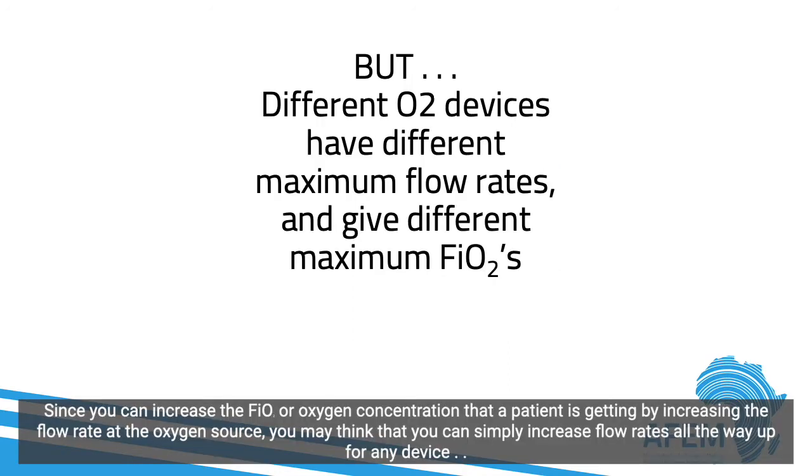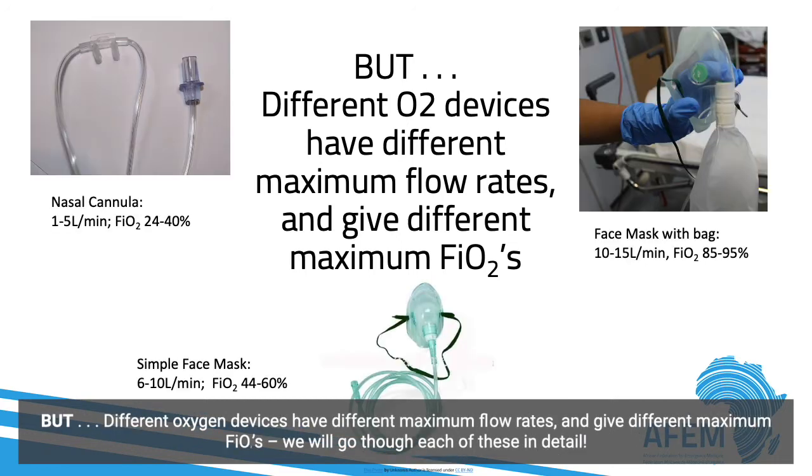Since you can increase the FiO2 or oxygen concentration that a patient is getting by increasing the flow rate at the oxygen source, you may think that you can simply increase flow rates all the way up for any device. But different oxygen devices have different maximum flow rates and give different maximum FiO2s or oxygen concentrations. We will go through each of these in detail.